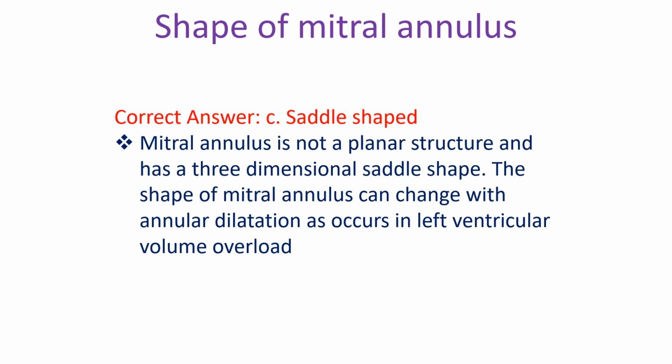Correct answer C. Saddle-shaped. Mitral annulus is not a planar structure and has a three-dimensional saddle shape. The shape of mitral annulus can change with annular dilatation as occurs in left ventricular volume overload.